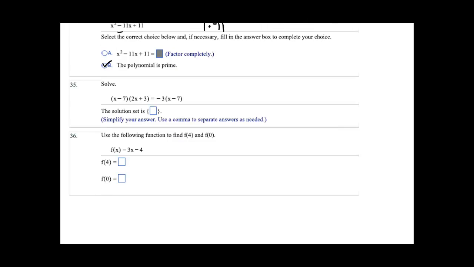For 35, it wants us to solve. The first thing we're going to do is FOIL and distribute, which FOIL is just another name for distributing. So we'll do x times 2x, we get 2x squared. X times 3 gives us plus 3x. -7 times 2x is a -14x. -7 times 3 is a -21 equals. Then we can distribute this -3, so -3 times x is -3x. -3 times -7 is going to be a positive 21.